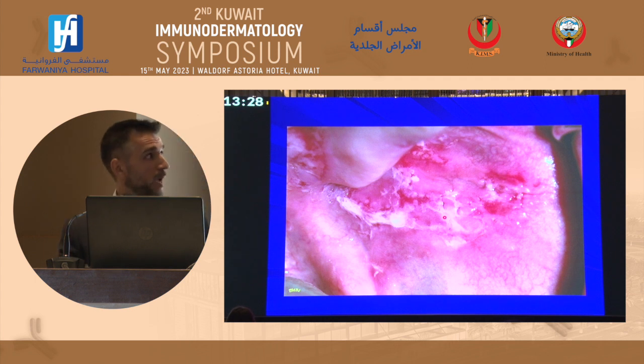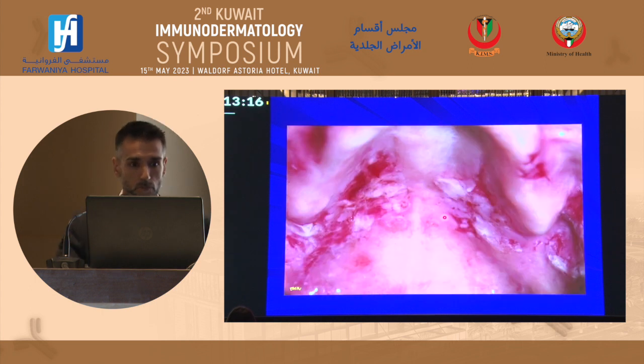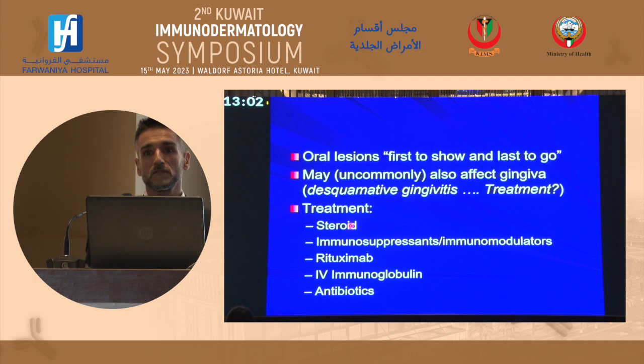Another example of a palatal ulceration due to pemphigus, and here you can still see, if I can move the laser finally, right there you can see a tiny vesicle still. Oral lesions of pemphigus are thought to be first to show and last to go, and sometimes in our experience they're the only lesions. Uncommonly, pemphigus may affect the gingiva in a desquamative gingivitis fashion.